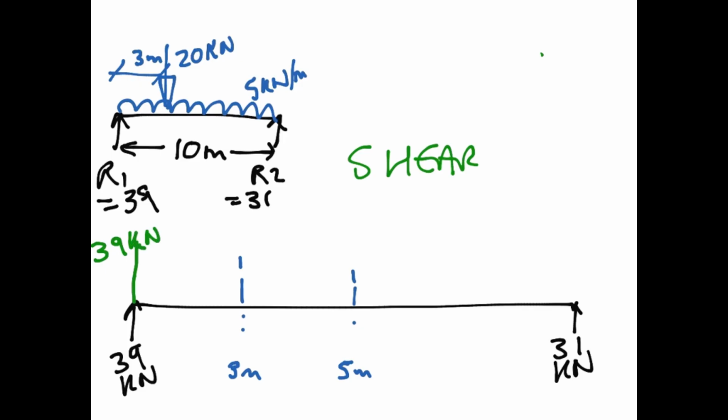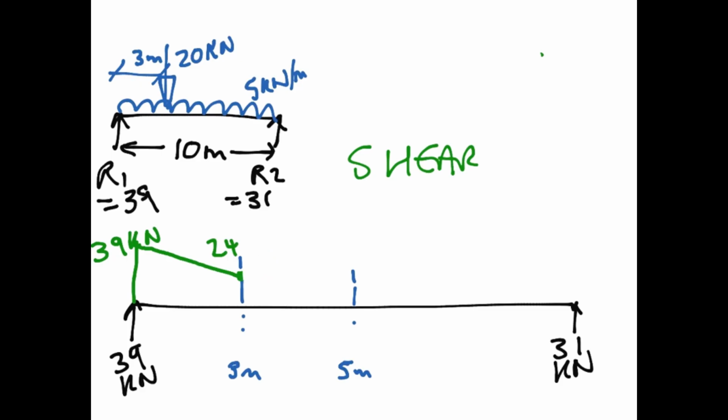And what will happen is, because we've got a UDL, we've got a linear reduction in shear load as we go along here, and that reduction is going to be equal to 15 kilonewtons. And where does that come from? Well, that is the total force in that area there, which is a 3 metre length multiplied by 5 kilonewtons per metre, which means at that point there, you'll have 24.